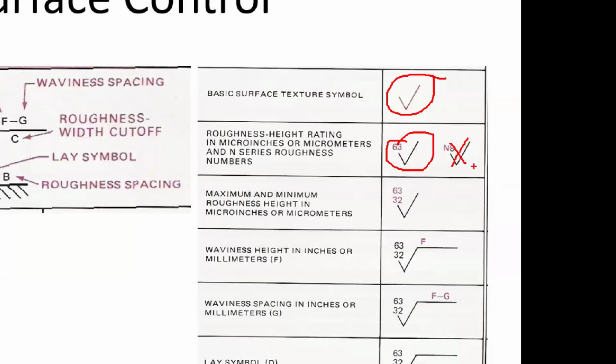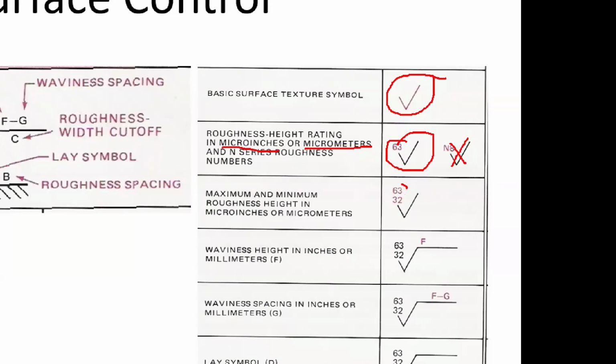We're not going to do any of those. But 63 doesn't have any units of measure on there. It's just a number. So the units of measure are always known. If it's an inch drawing, it's going to be microinches. If it's a millimeter drawing, it's micrometers. You don't have to put any symbols there or anything, just the number. And that number is representing how smooth it is.